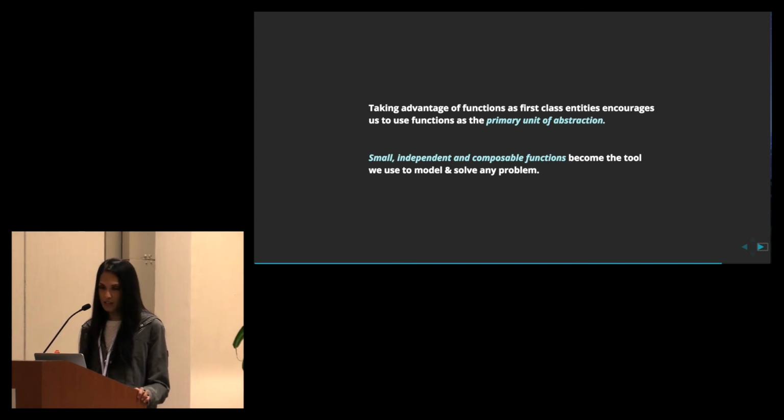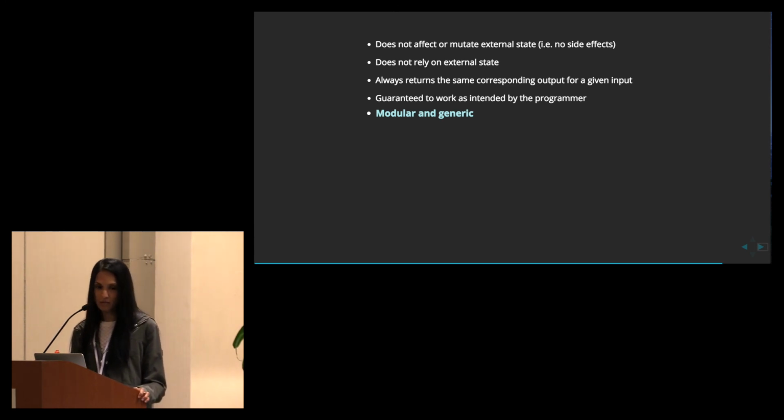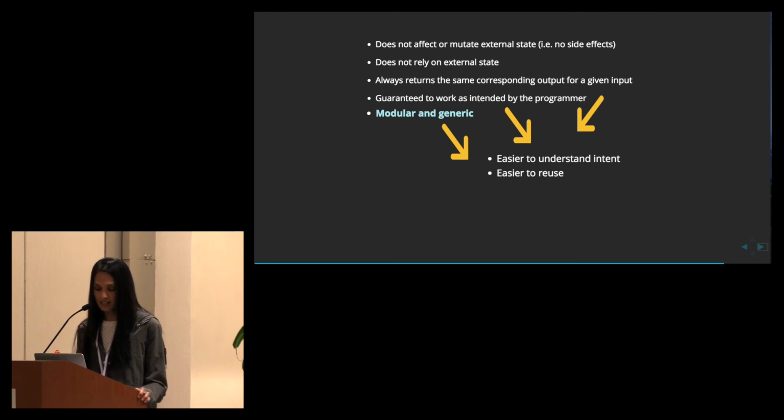And it seemed like there were a lot of benefits, as we saw, so I'm going to propose that when you use functions as first-class citizens, you get something called modular and generic code. And this is also what makes code easy to reason about, because what modular and generic code gives you is code that's easier to understand intent of, easier to reuse, easier to maintain, easier to refactor, and easier to test. Overall, easier to reason about.